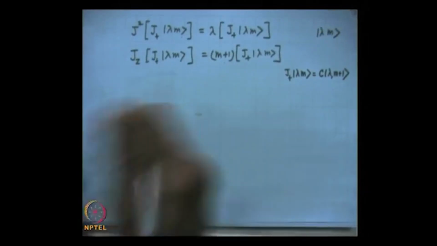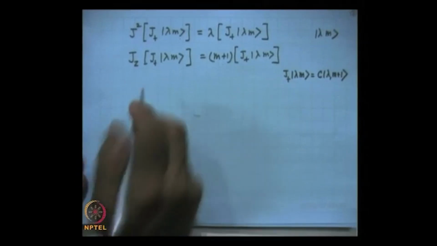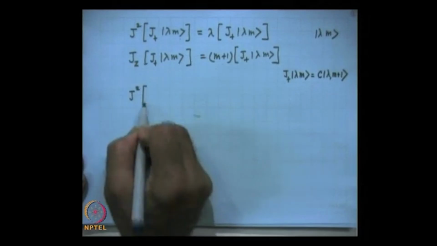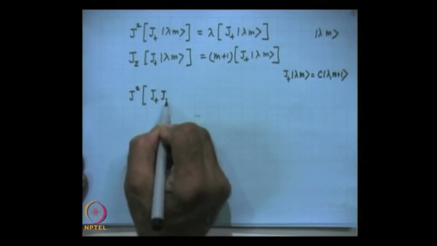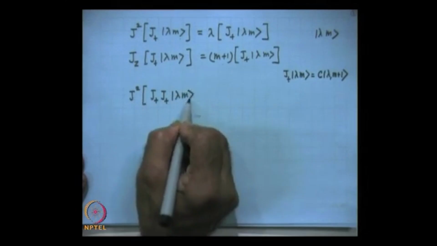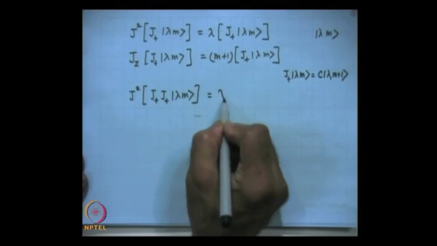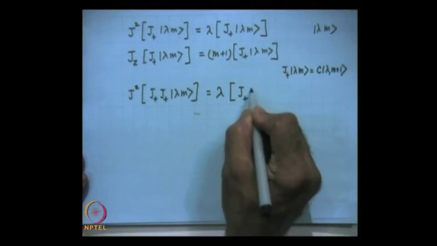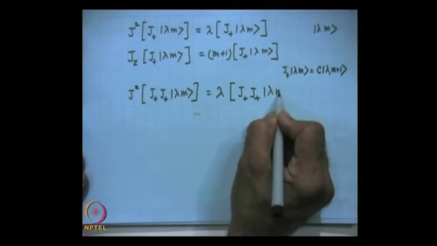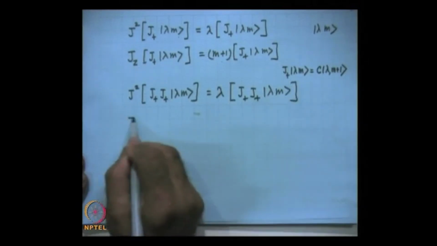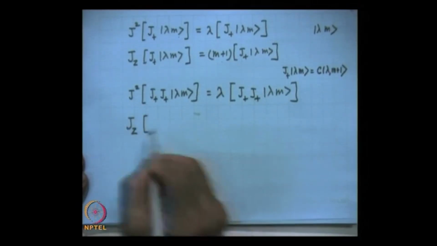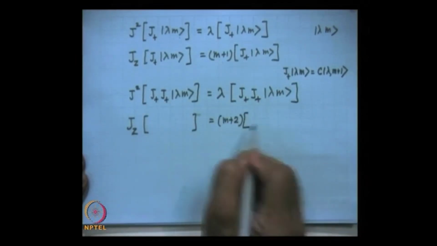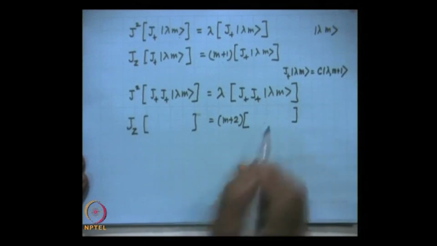I can go on doing that, then you will have J square operating on J plus ket lambda m, that will belong to the same eigenvalue of J square. For this, the same will now be m plus 2, and that is why they are known as ladder operators, provided this is not a null ket.